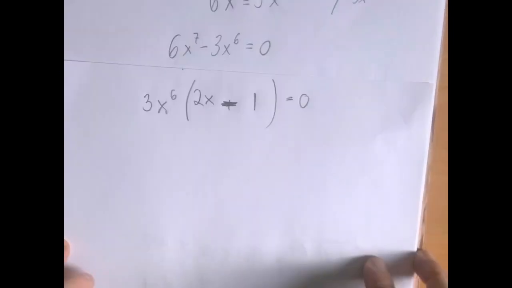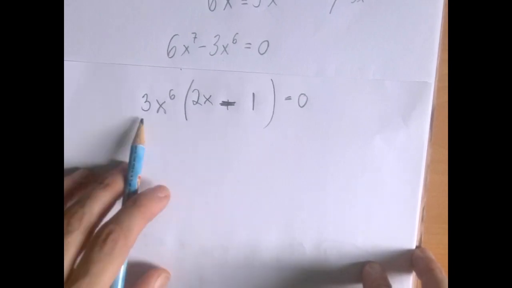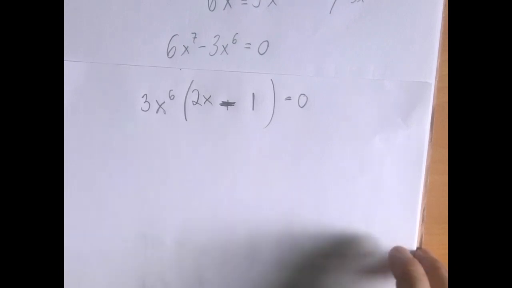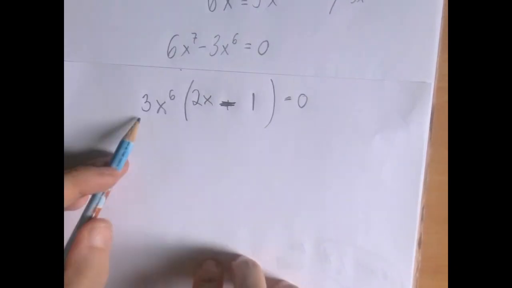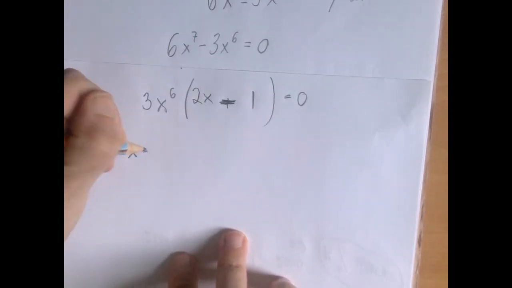All right. We have a product of 8 factors. 6 of them are x times x times x. And then there is a 3, and there is a 2x minus 1. And this product is 0. Well, how can that be? 3 will never be 0. X to the 6, or x, is 0 when x is 0.